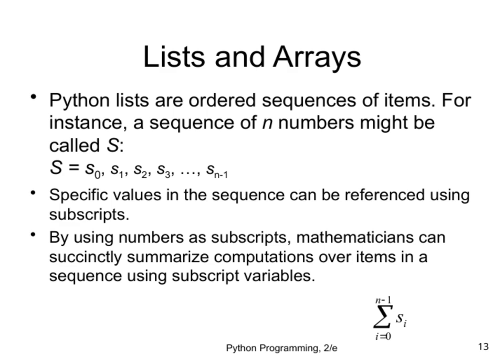This notation helps us understand that each item in the sequence has a specific position, or index. We can reference any specific value in the sequence using subscripts, like S0 for the first item, S1 for the second, and so forth. This concept is especially powerful because, in mathematics, using subscripts allows us to quickly and clearly describe computations over the items in a sequence. For instance, we can easily refer to sums, averages, or other operations by using these subscripted variables.